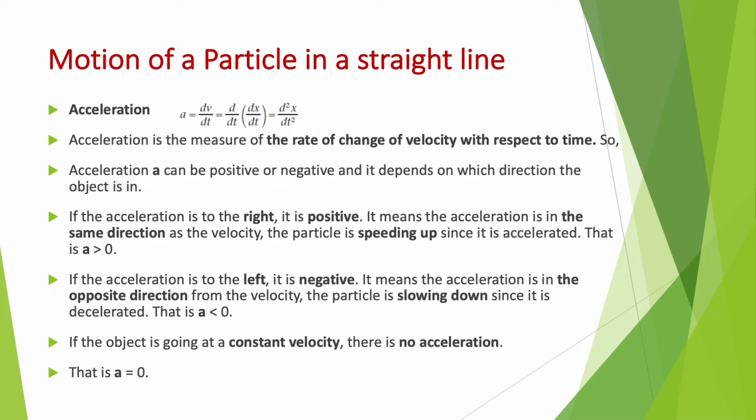If the acceleration is to the left, it is negative. It means the acceleration is in the opposite direction from the velocity. The particle is slowing down, since it is decelerated. That is, a is less than 0. If the object is going at a constant velocity, there is no acceleration. That is, a equals 0.